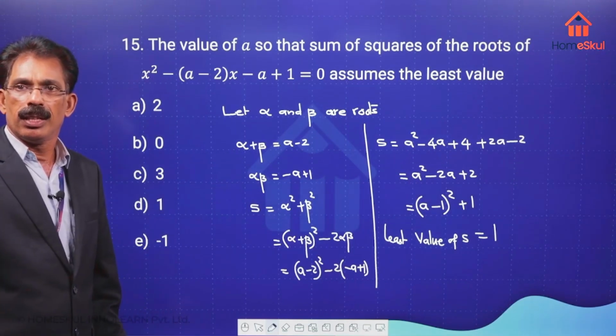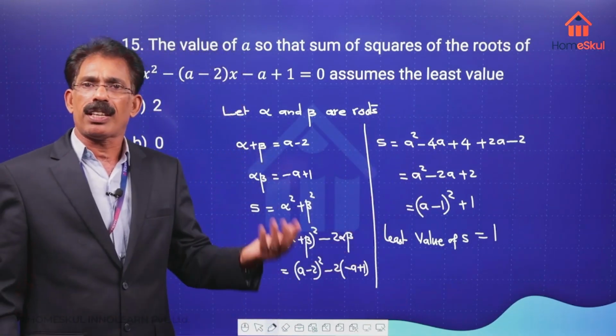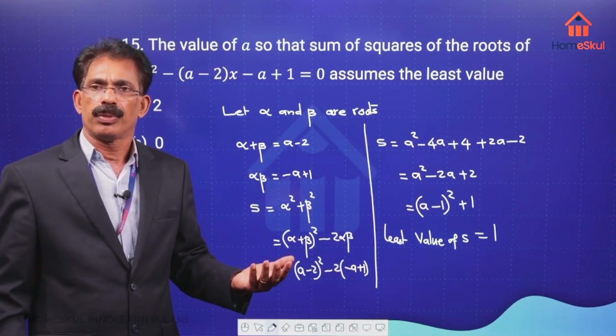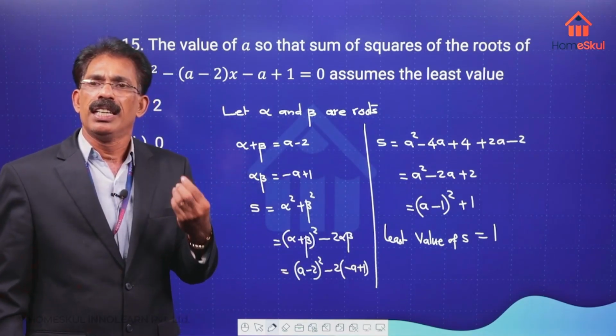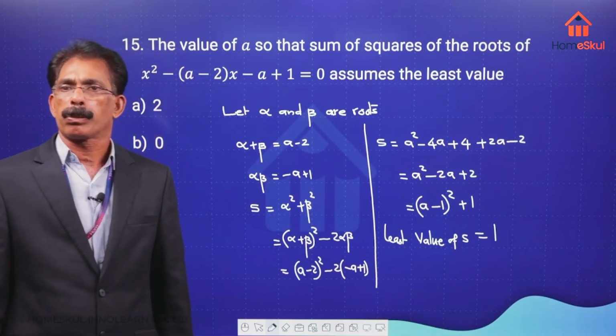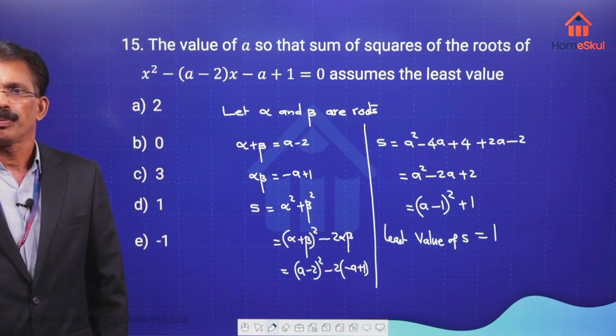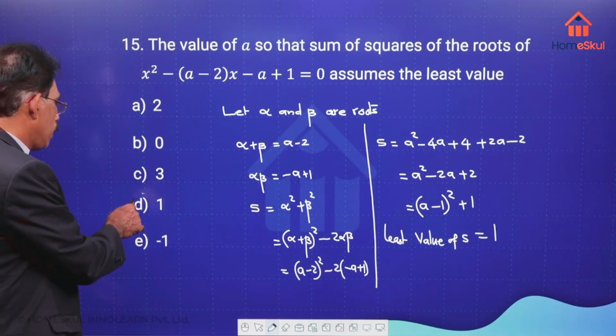Any difficulties? So what is the maximum value? Maximum value goes to infinity. Whatever the value of a, a square is a positive quantity, 0 or positive quantity. So that is why the least value of (a minus 1) the whole square is 0. Okay? Correct answer is D.